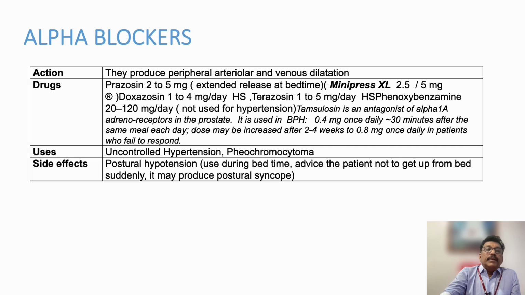Alpha blockers like prazosin, doxazosin and terazosin are very good drugs to control the BP, especially in patients who are having minimal response to primary drugs. So they are secondary drugs in antihypertensive management. In a patient who is having benign prostatic hypertrophy, it is a very good drug, and in patients who are having pheochromocytoma also, this is a first line drug.